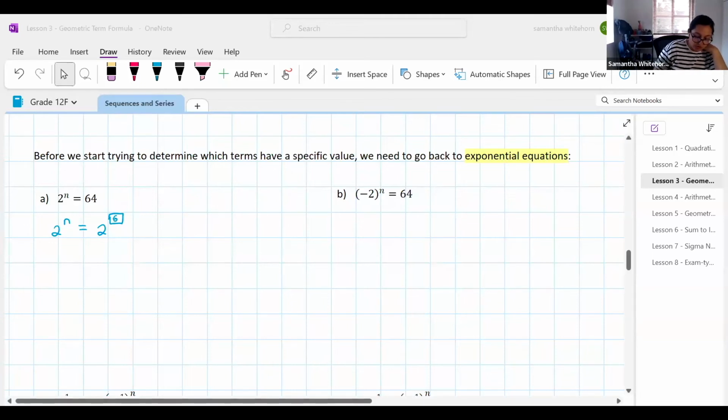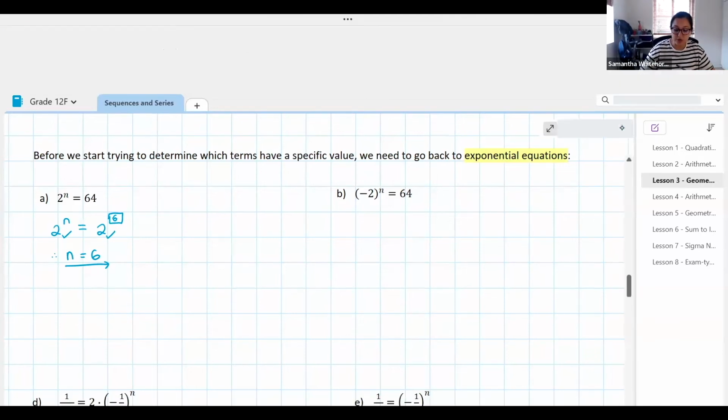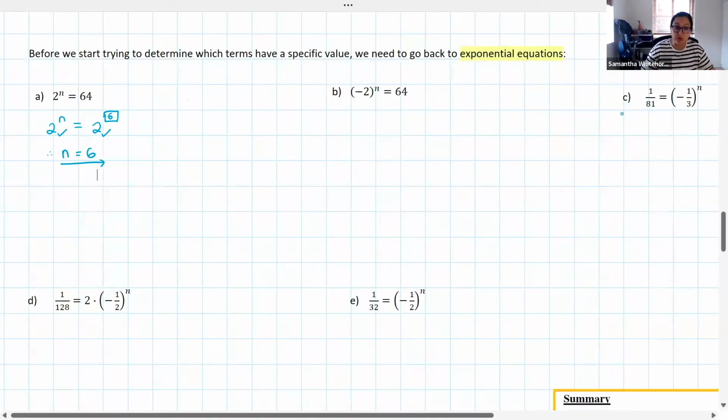And so when we solve this equation, my bases are the same. The only thing that now needs to be equal are my exponents in order for this equation to be true. And so I know that n is equal to 6. So like I said, that's a basic grade 8 type equation. There's nothing super tricky there, but it is important that we know and understand how to do that.